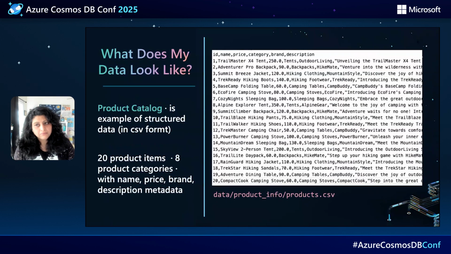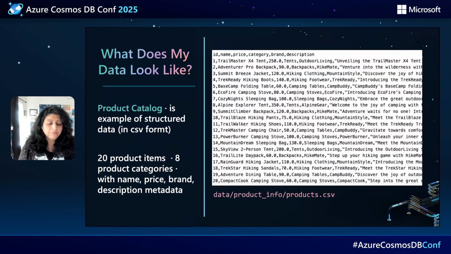But before we do, let's take a look at what our data sources are. This is Cosmos DB conf after all. So we have 2 kinds of data sources, and we did this on purpose. So you can actually go explore both structured and unstructured data. A product catalog sits in Azure AI Search. It has structured data in CSV format.